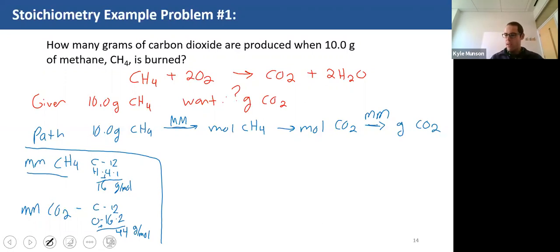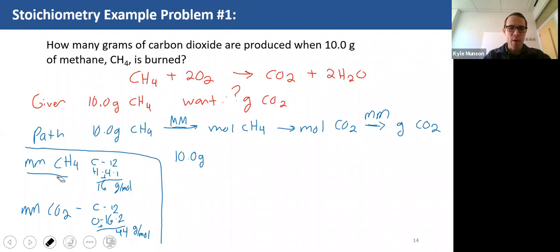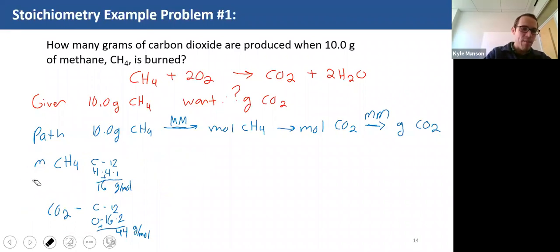So let's write out our equation here. We have 10.0 grams of... actually, let's hold that thought. Let's pause for a second. Write down these molar masses, and I'm going to erase it so I have some more room to work. It's about 16 grams per mole for methane and 44 grams per mole for carbon dioxide. Just keep that in the back of your mind.